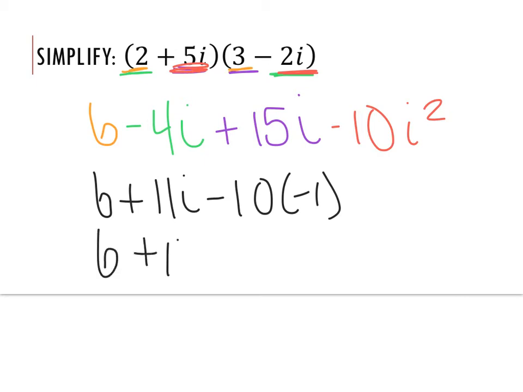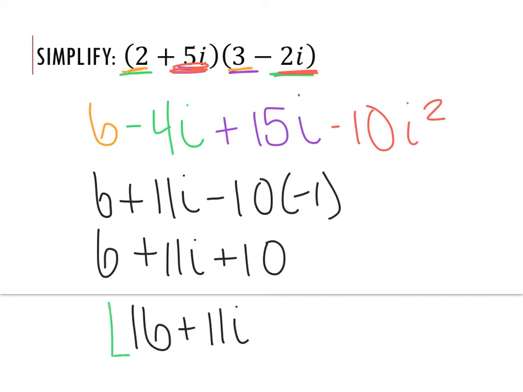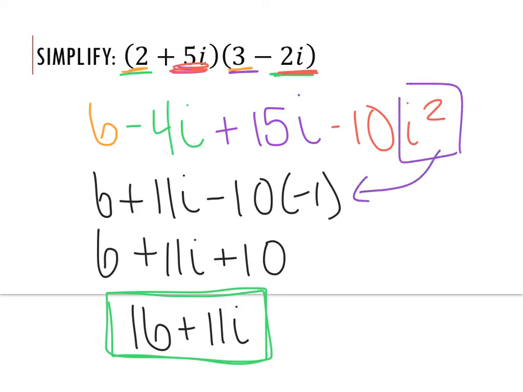So really I have to multiply negative 10 times negative 1. So 6 plus 11i plus 10. And then you're combining your final like terms. 6 plus 10 gives you 16. And then I have this 11i left over. And there is your final answer. So just foiling like normal, and then remembering that i squared is negative 1.